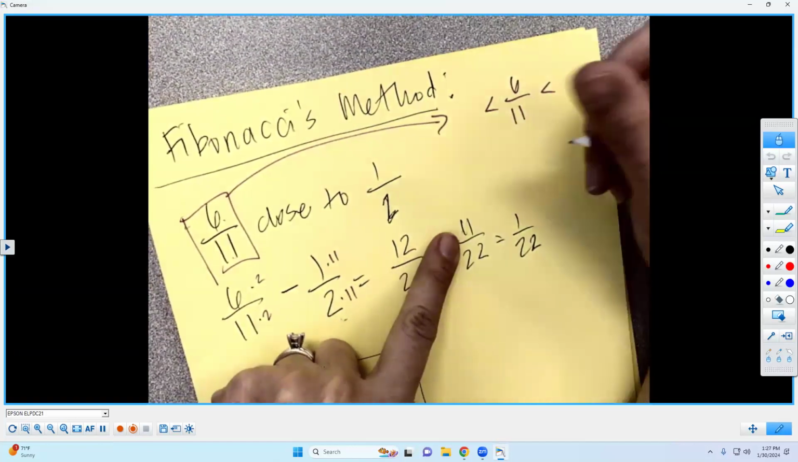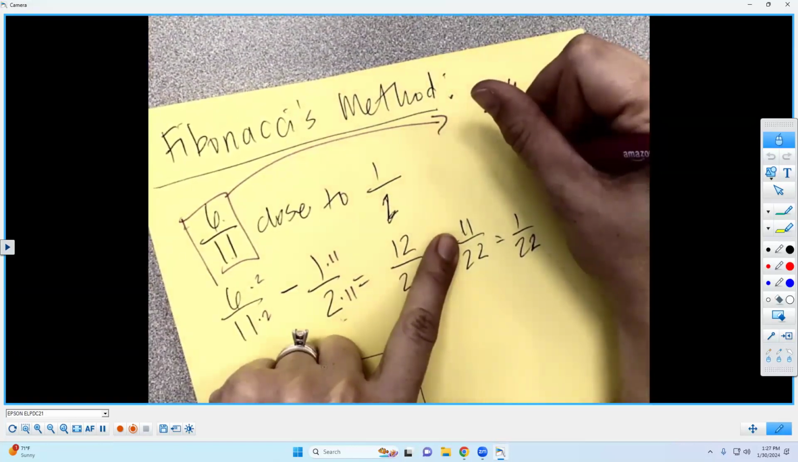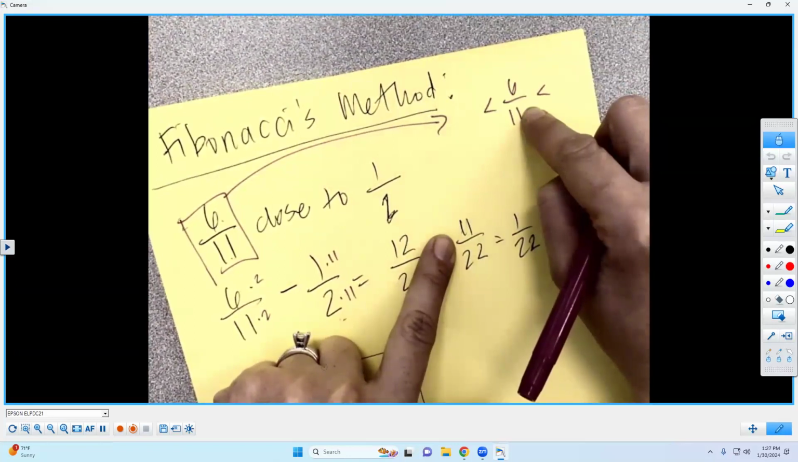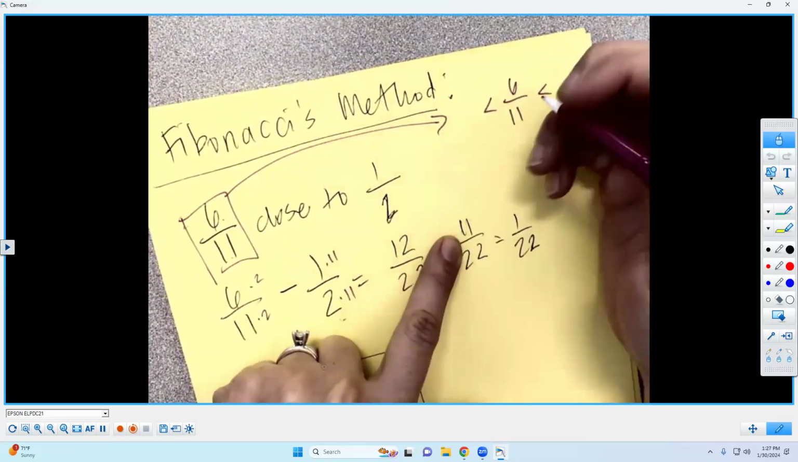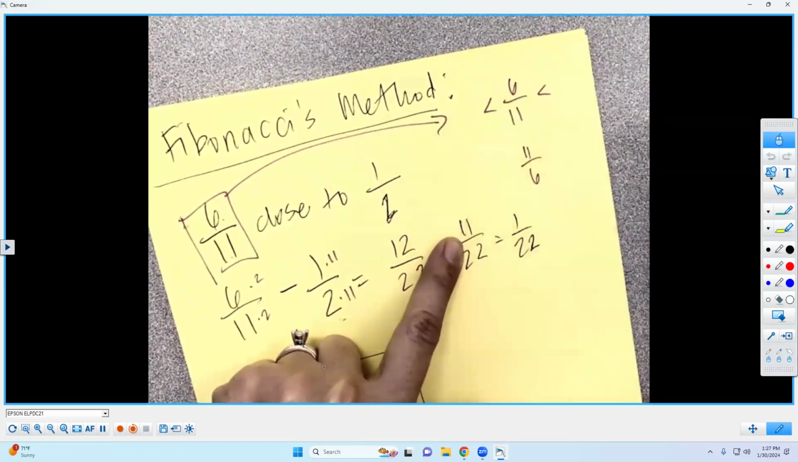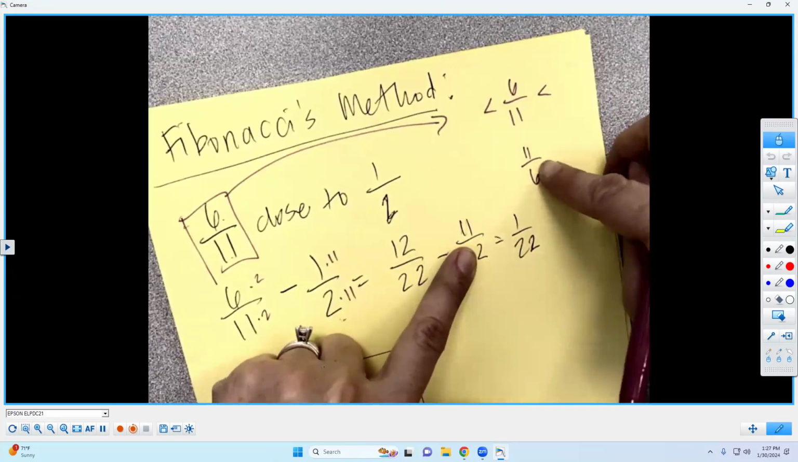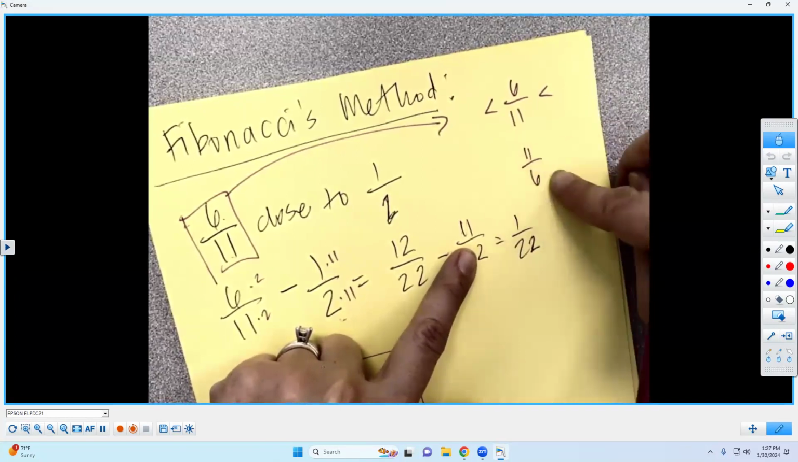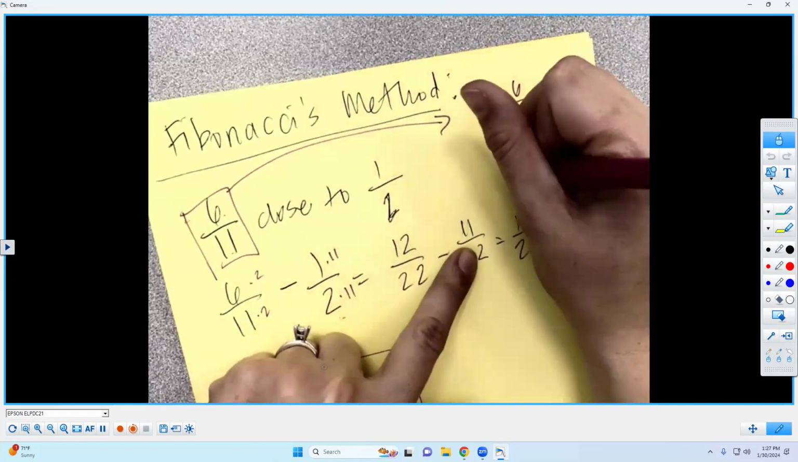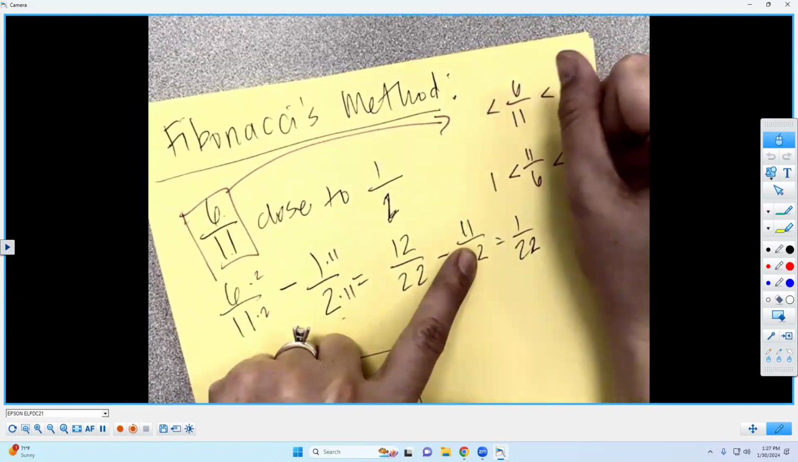What you can do is flip it, because the fraction is what makes that confusing. Let's turn it to whole numbers. Let's flip it. 11 over 6. Which two whole numbers is 11 over 6 in between? What's 11 divided by 6? 1 point something, not 2, because 12 divided by 6 is 2. So it's in between 1 and 2.